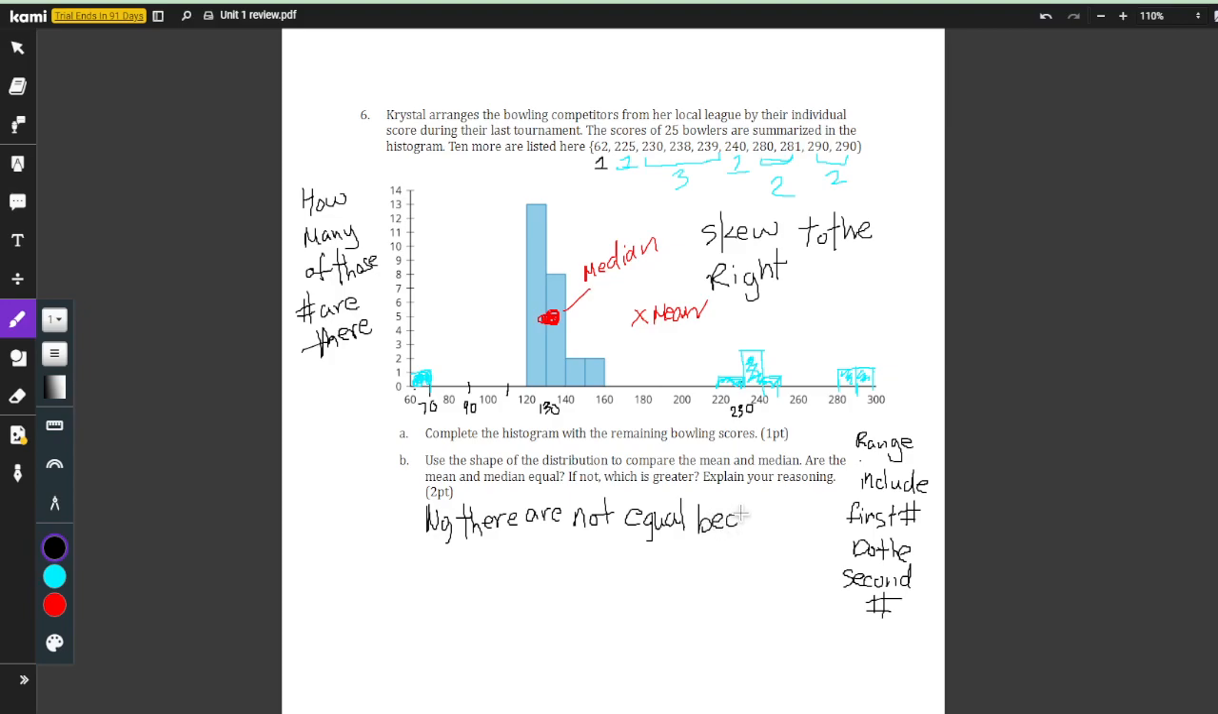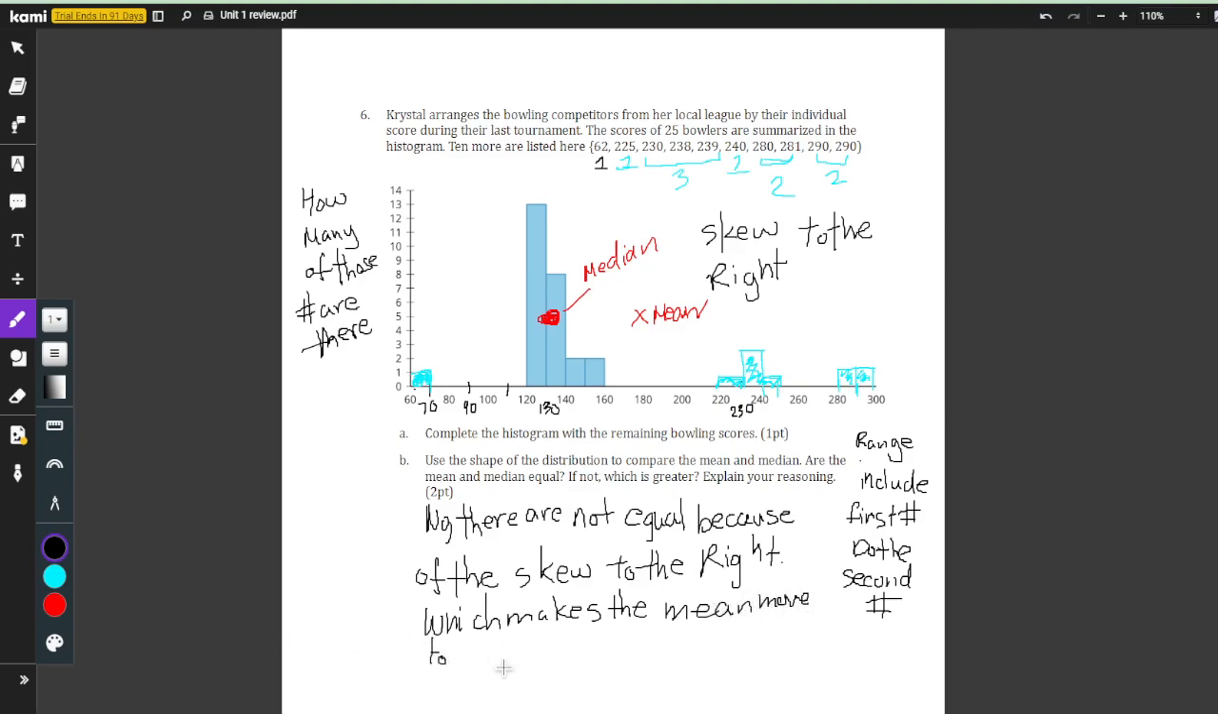Because of the skew to the right. If you skew to the right, that means the mean is going to be moved to the right more, which makes the mean move to the right. Okay, so that's why. If there was no skew, then your mean and median would have been in the middle.